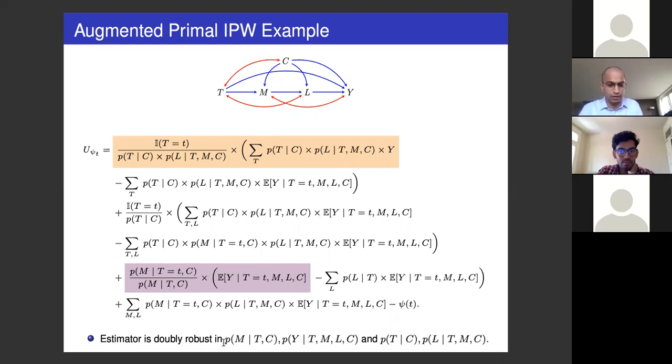And this estimator is doubly robust in two sets of models, the sets being M given T and C, and Y given T, M, L, and C, or T given C, and L given T, M, and C. Cool.